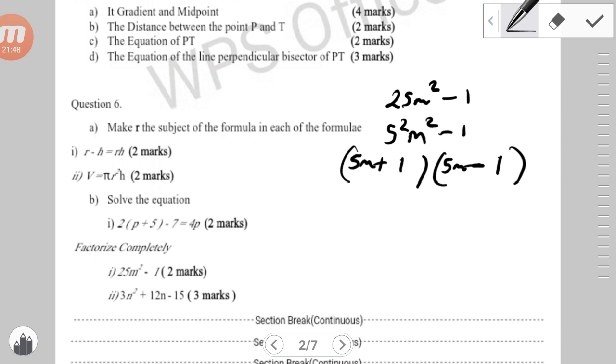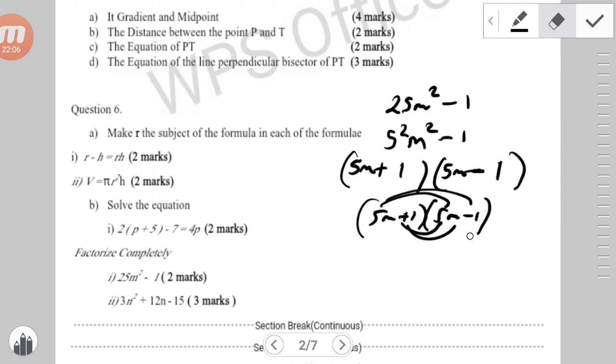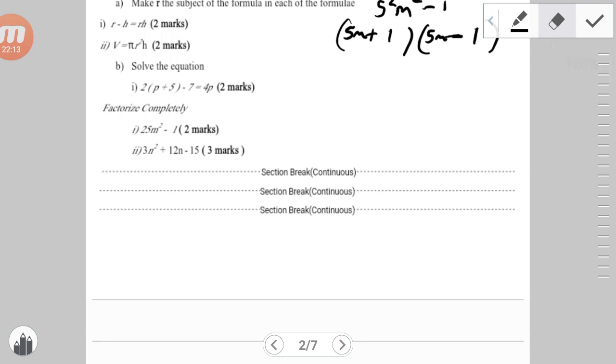If you go ahead and do the product of two binomial expressions, 5m plus 1 by 5m minus 1, and you use the bird beak technique, that's the distribution, you'll find that your answer simplifies down to 25m squared take away 1. So you can definitely go ahead and try that. All right, and that is it for that question.